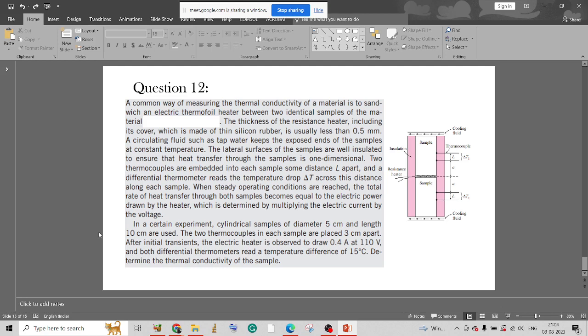See, there are two thermocouples in each sample, and it said that the distance between the thermocouples is 3 centimeters, right? That is, the thermocouples are placed 3 centimeters apart, and the differential thermometer read a temperature drop of 15 degrees Celsius. So from there, what can you find out, tell me. This is the distance and the temperature difference, so you can directly put it there. Anyone?